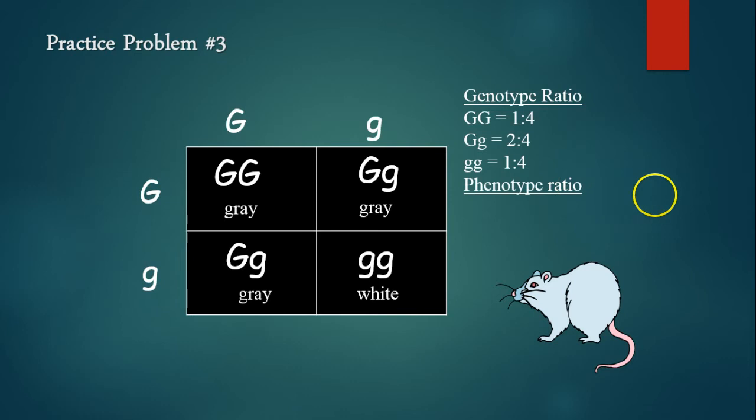Now let's look at the phenotypes. We have 3 out of 4 boxes showing a gray phenotype. That's 75%. 1 out of the 4 boxes is showing a white phenotype. That's 25%. Remember, 75 plus 25 equals 100. That's an easy way to check to see if you've done it correctly.